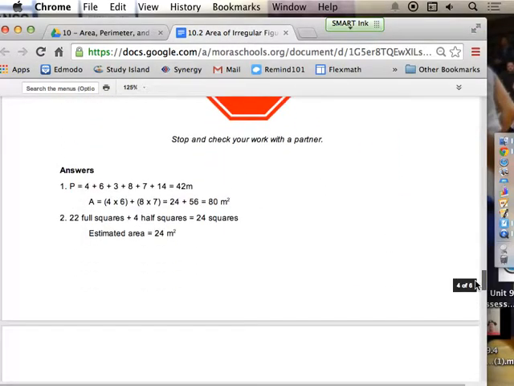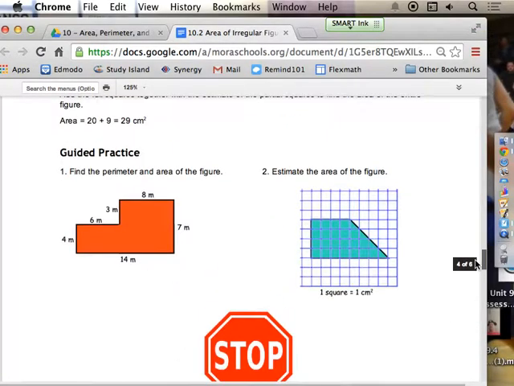Now I want you to try those two problems. All right? Try and figure out the area and perimeter of these two, and then we'll go over it.